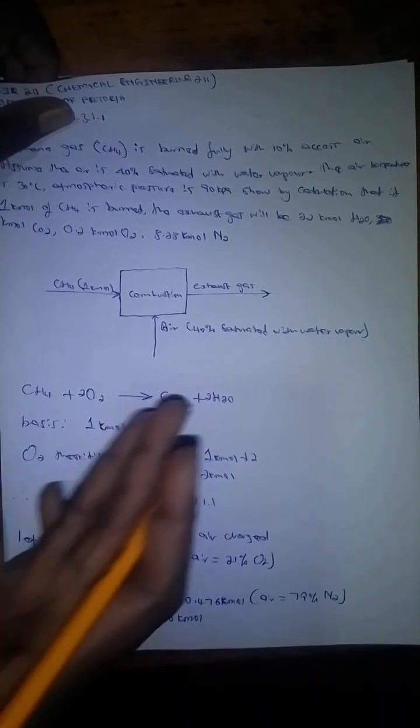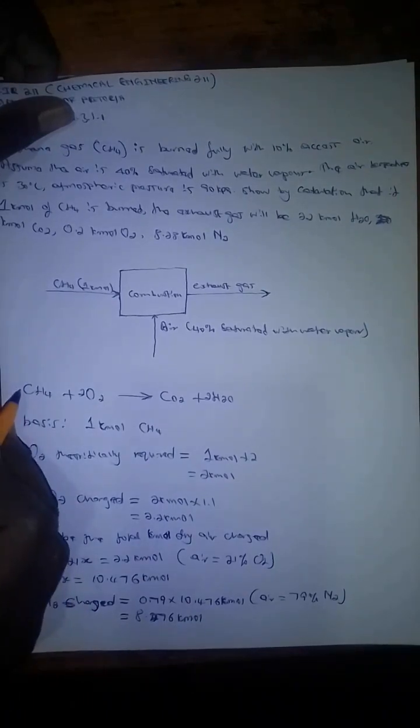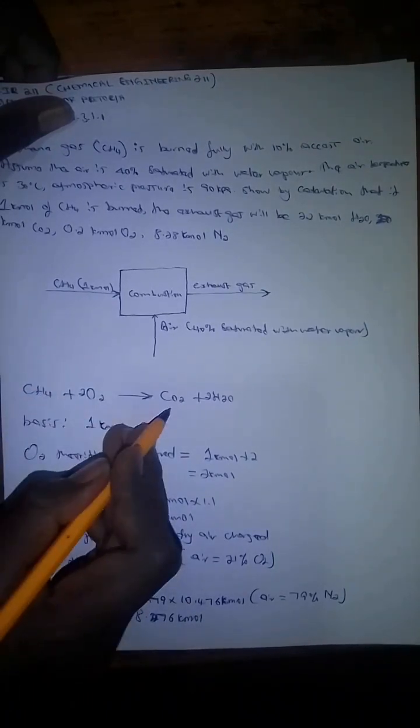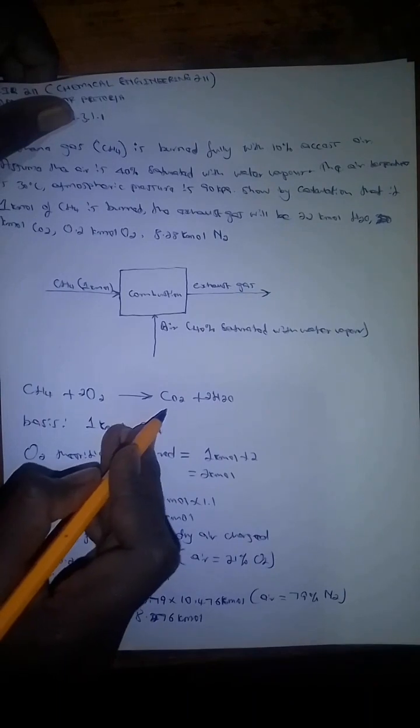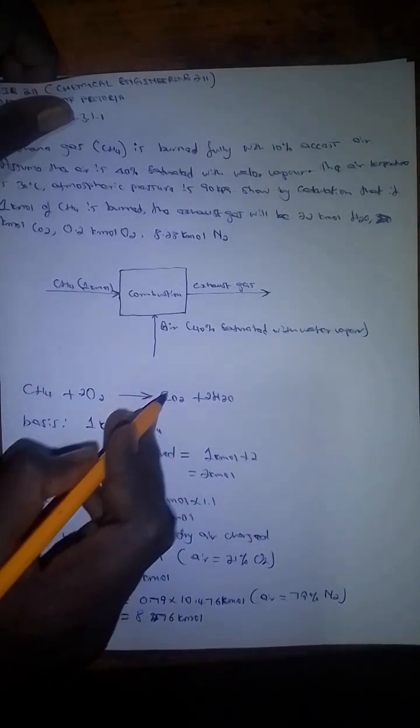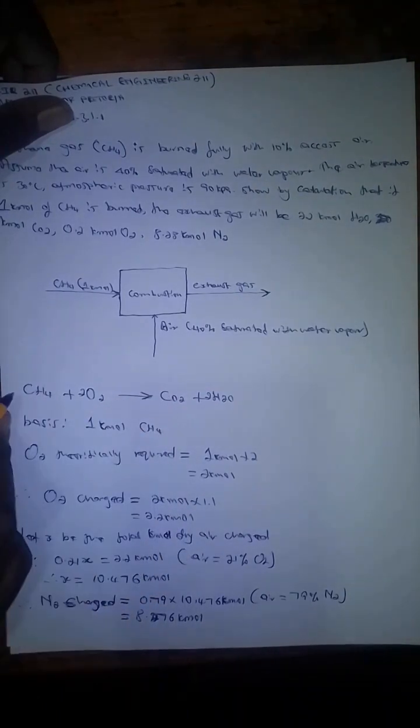So the question is, how much CO2? We know the ratio of methane to CO2 is 1:1, which tells us that in the exhaust gas there's 1 kilomole of carbon dioxide, because methane is 1 kilomole. So with that said, we can just say CO2 is equal to 1 kilomole. We have established also that we've found oxygen, nitrogen, and CO2.